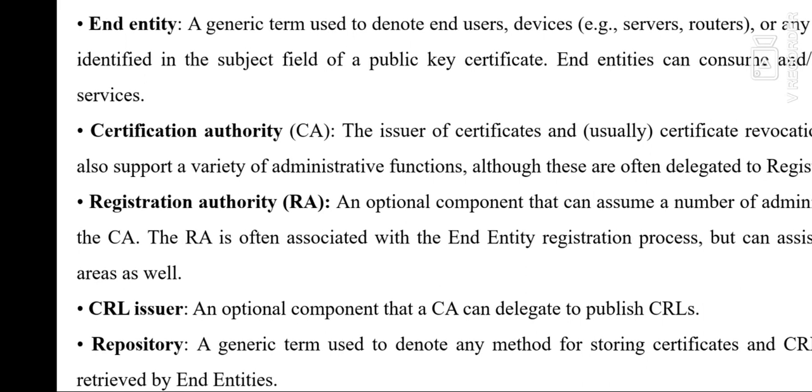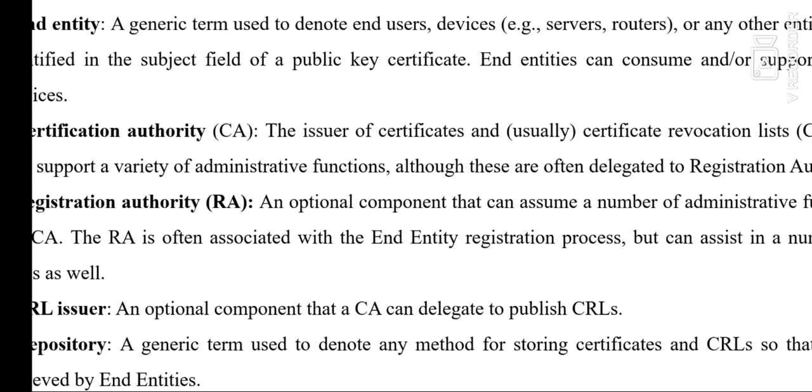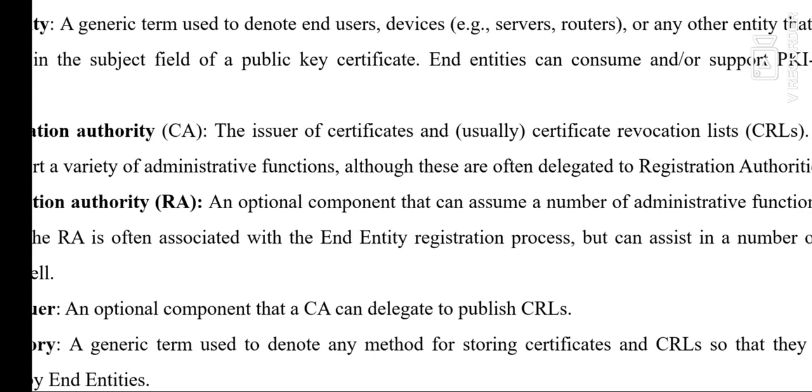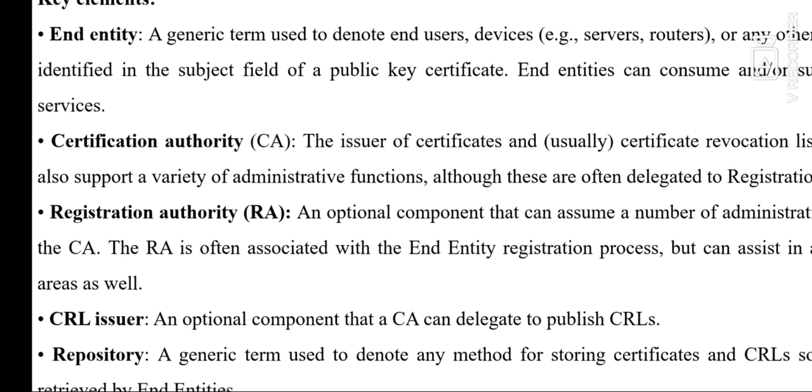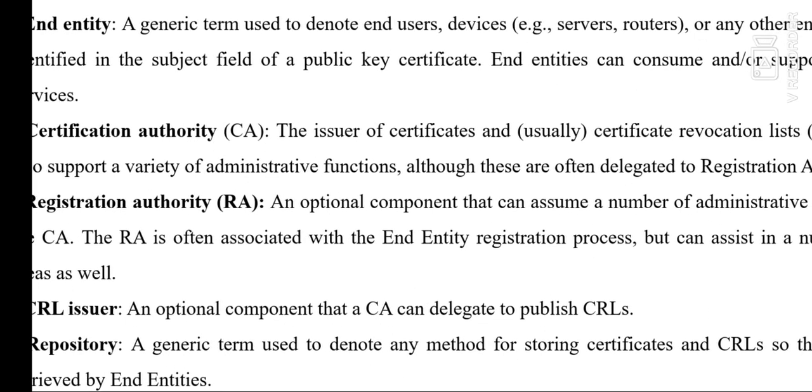The next element is CA, that is certification authority. He is the one who issues the certificates and the CRL. CRL is nothing but certificate revocation list. He issues the certificate to the end users, and it supports a variety of administrative functions also.